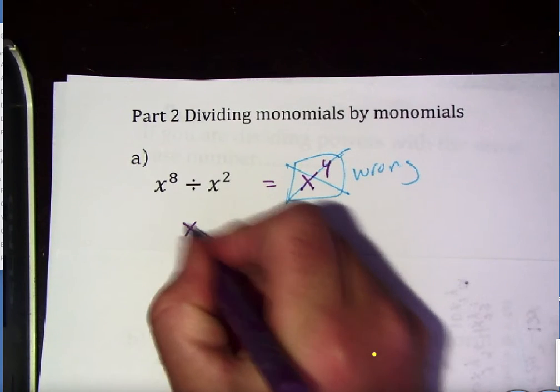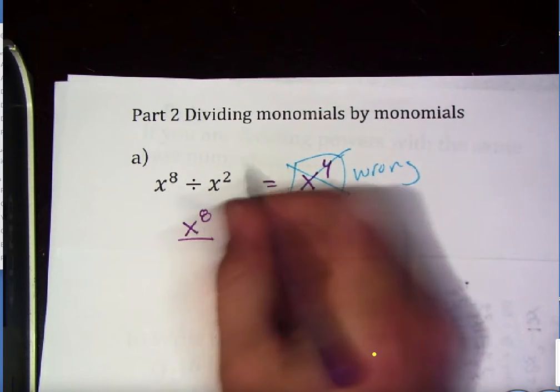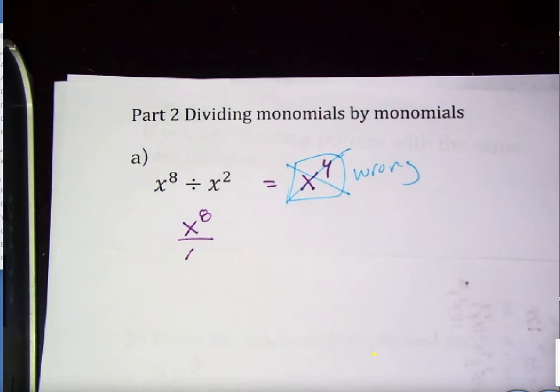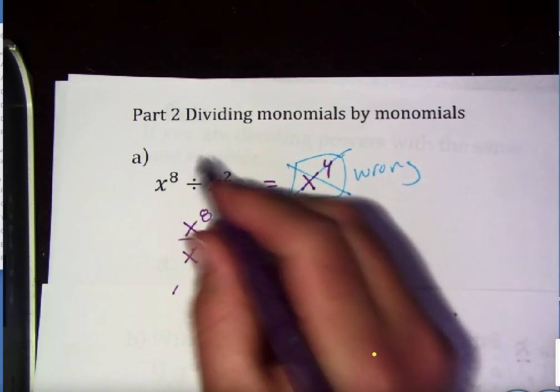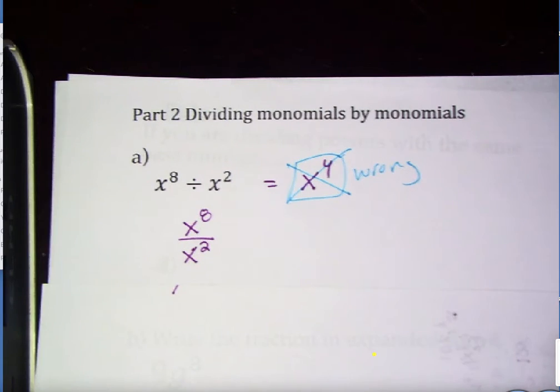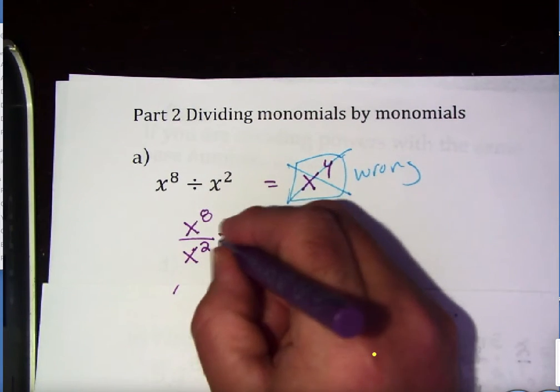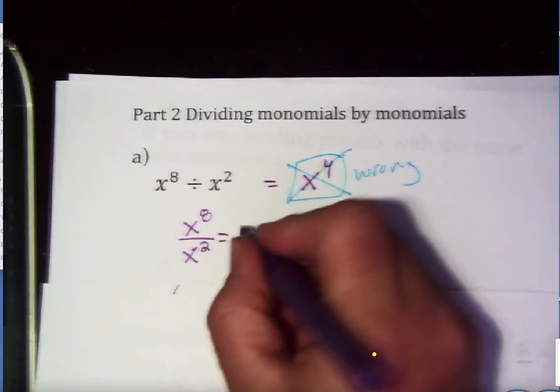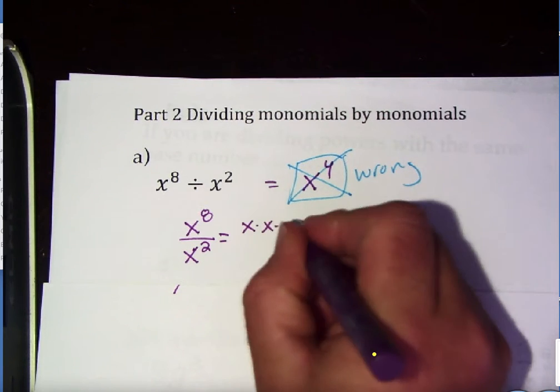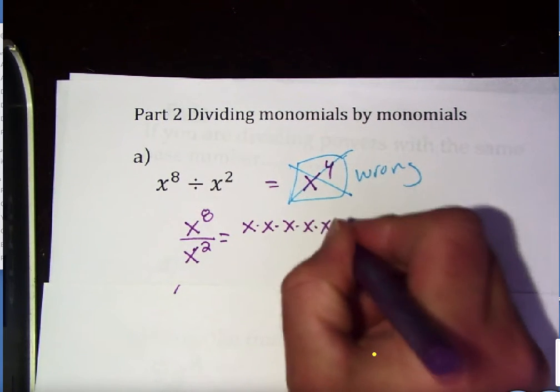Division is the same thing. Another way to write division is a fraction, right? So if I write this as x to the 8th over x squared, maybe you're saying, well, that will still be x to the 4th, Mr. Moran. And I would say that's still wrong, because exponents are kind of like a shortcut, right? We've talked about that shortcut. So I'm going to write it out in expanded form, and let's see if we can figure this out.